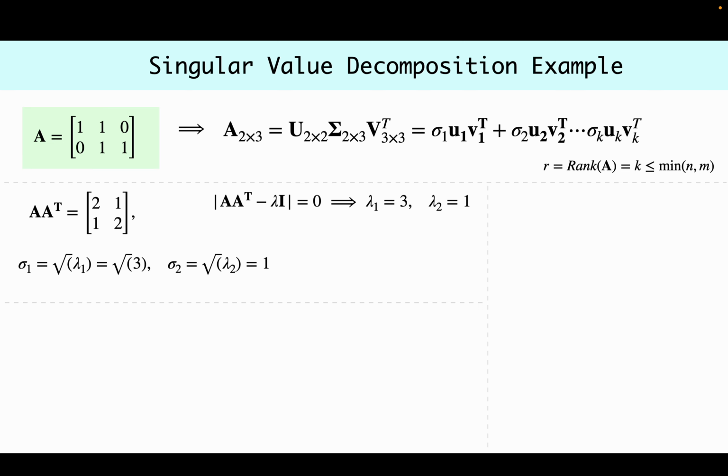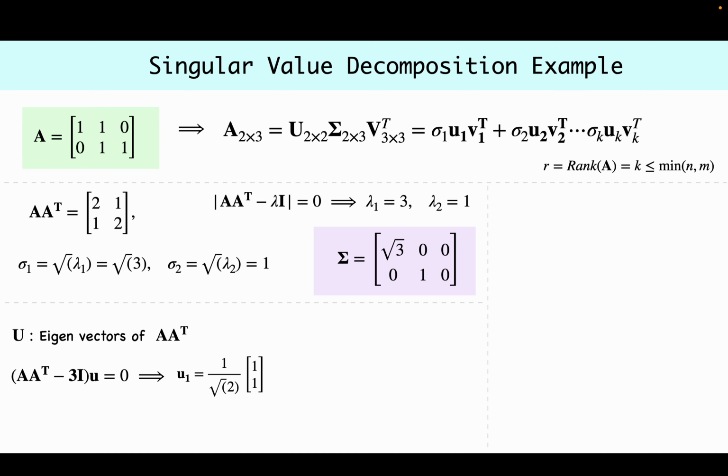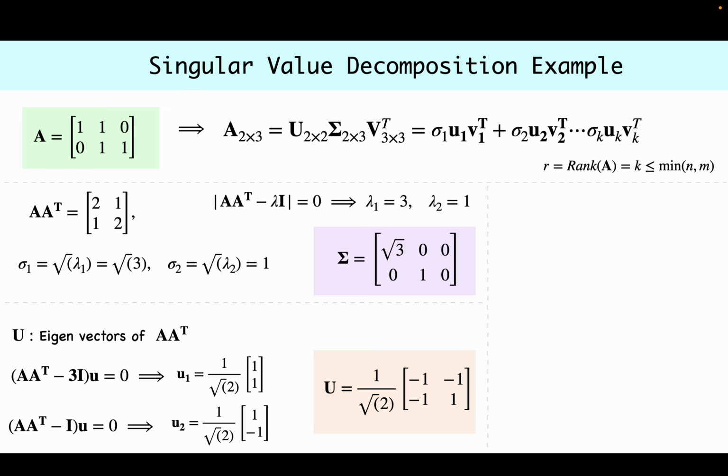So let's start with A transpose. Our goal is to find U and V. We know that U is the eigenvector matrix of A A transpose. So this is A A transpose. We compute the eigenvalues, which are 3 and 1, take the square roots, and we get singular values sigma 1 equal to root 3 and sigma 2 equal to 1. When we represent it as a rectangular diagonal matrix, this is how sigma will look. If you compute the eigenvectors, we get u1 and u2, and finally we get this U matrix.